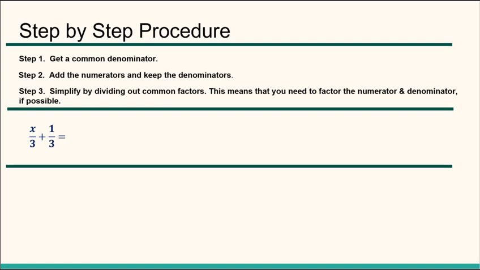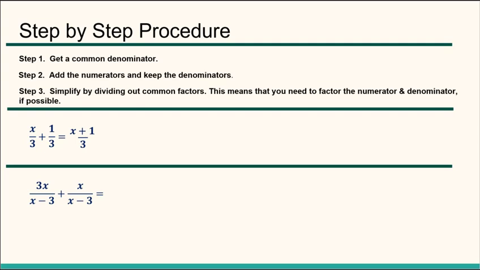Step 1, get a common denominator. Done. So I write down that denominator and then I add the numerators. x plus 1. You know what? That's done. They don't have anything in common. All done. Here's our next one.